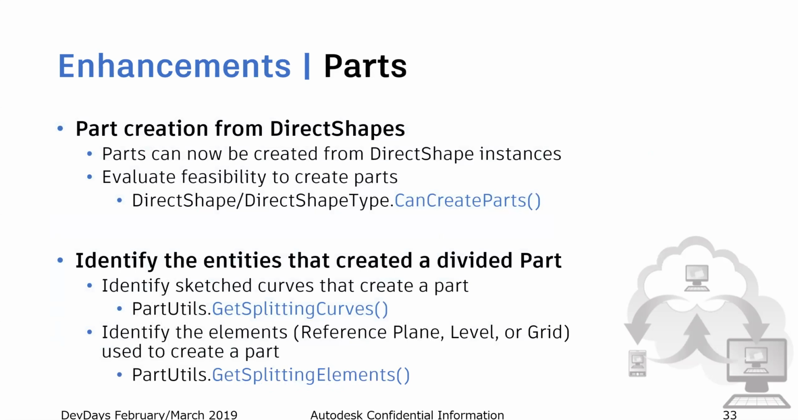And then the other thing you can start to identify from a divided part is you can get the original curves that were sketched to create that part. So if somebody sketched the curves in the UI, you can get those curves. Or if somebody split a direct shape using a reference plane or a level or grid to create a part, you can get the reference to that element.